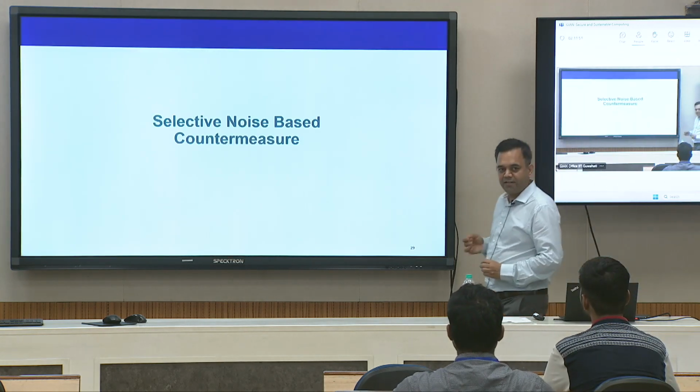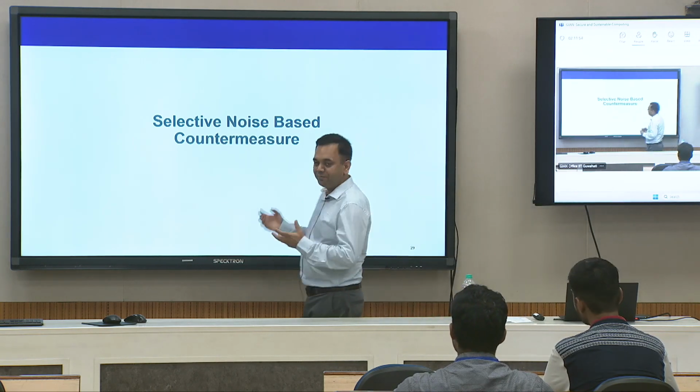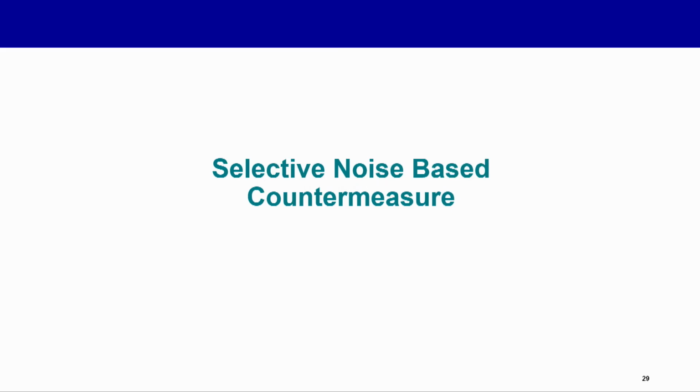So one of the methods we have developed in our group, we say it is a selective noise based countermeasure. You may think of this as some sort of noise that should be added into the system. You remember the main aim was, if there is a temperature profile that is up and down, we want to make it as flat as possible. And by doing dynamic voltage frequency scaling, we could achieve that.